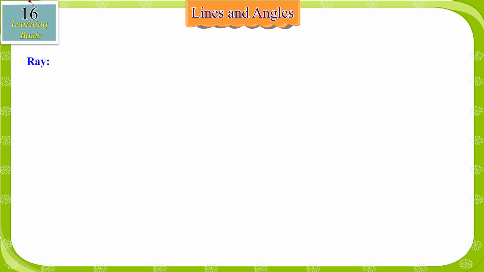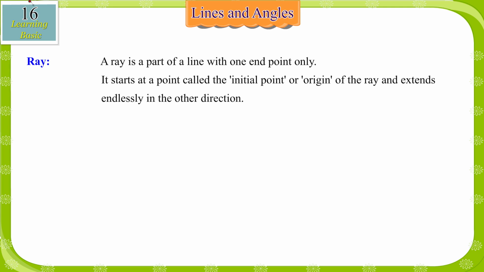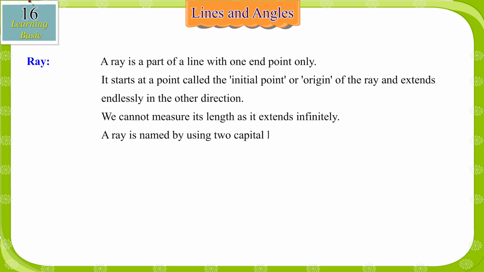Ray. A ray is a part of a line with one endpoint only. It starts at a point called the initial point or origin of the ray and extends endlessly in the other direction. We cannot measure its length as it extends infinitely. A ray is named by using two capital letters as AB.